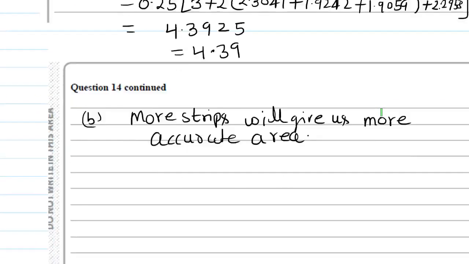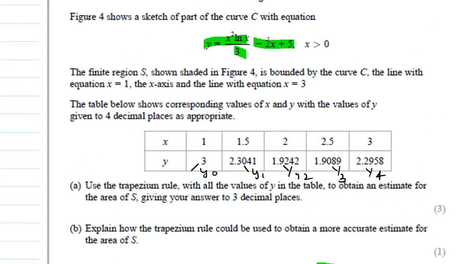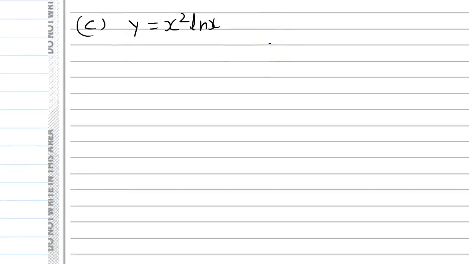So let me scroll down the page to part C, integration. It is given y equal to x square ln x, and another equation was ln x divided by 3, minus 2x plus 5. Okay, so it is divided by 3, minus 2x plus 5, yeah. So there is a minus sign here. Okay, minus 2x plus 5.